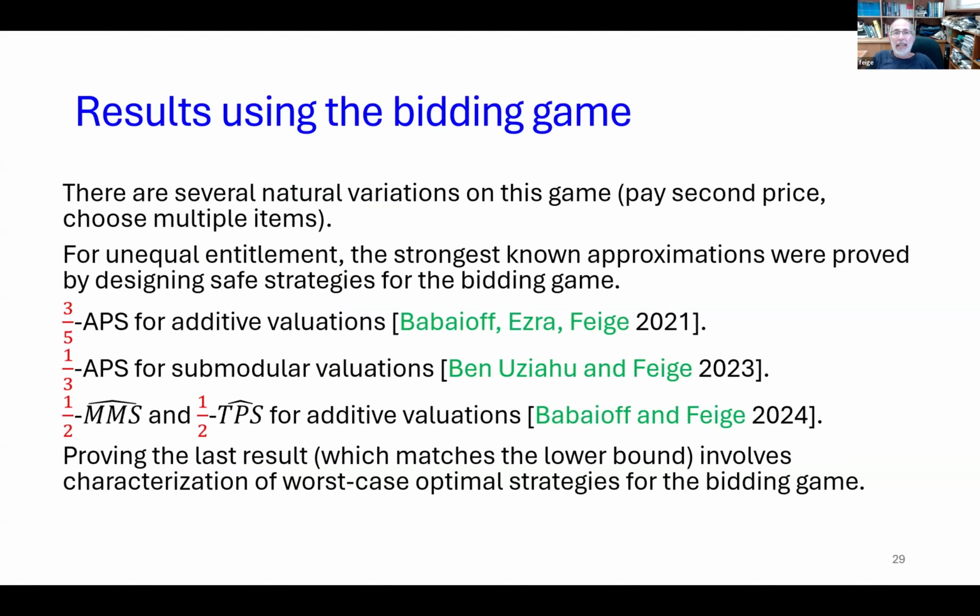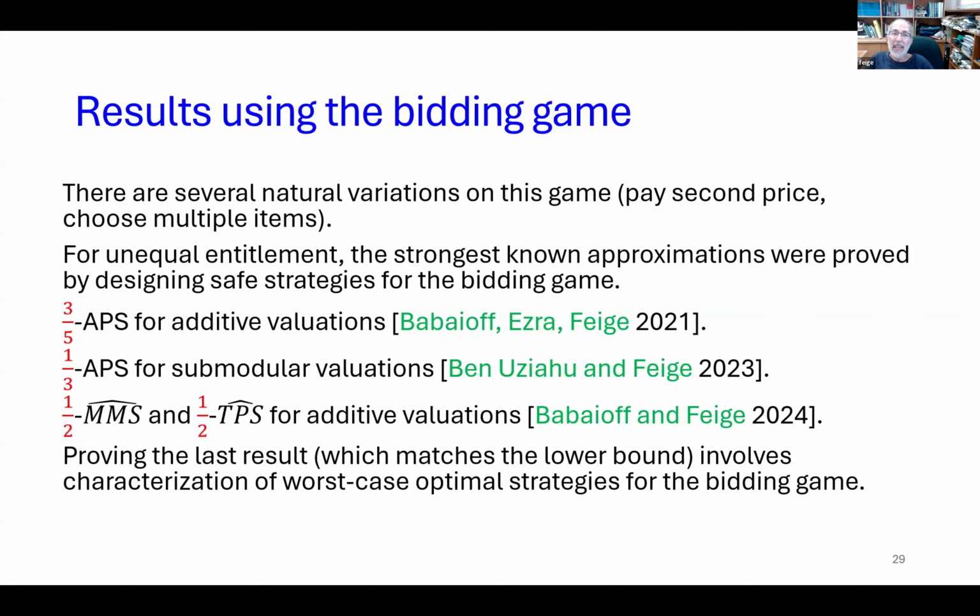So in general, the bidding game is very useful in obtaining results for unequal entitlement. It comes in several variations, and some results use variations of the game. One of them is that the winner of a round pays the second price, using second price auctions per round instead of first price. Another option is that the winner chooses not just one item, but can choose several items if she can afford to pay for all of them.